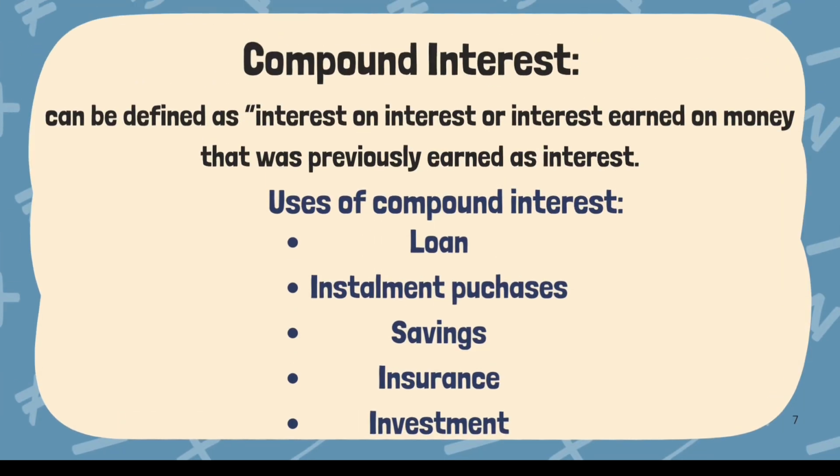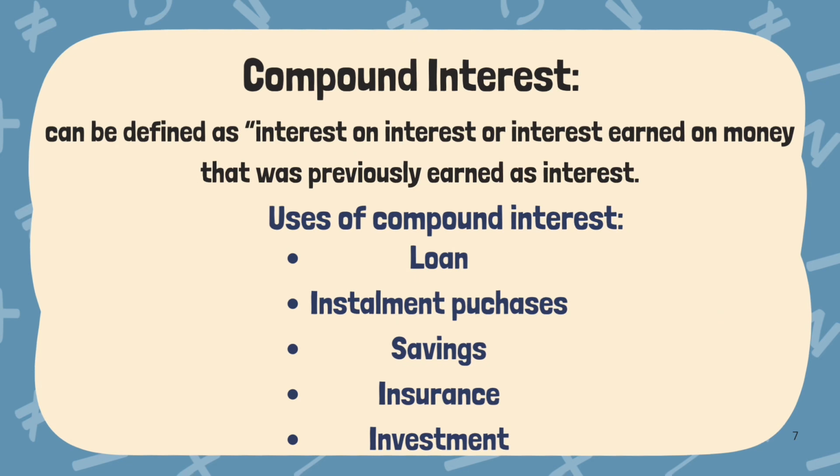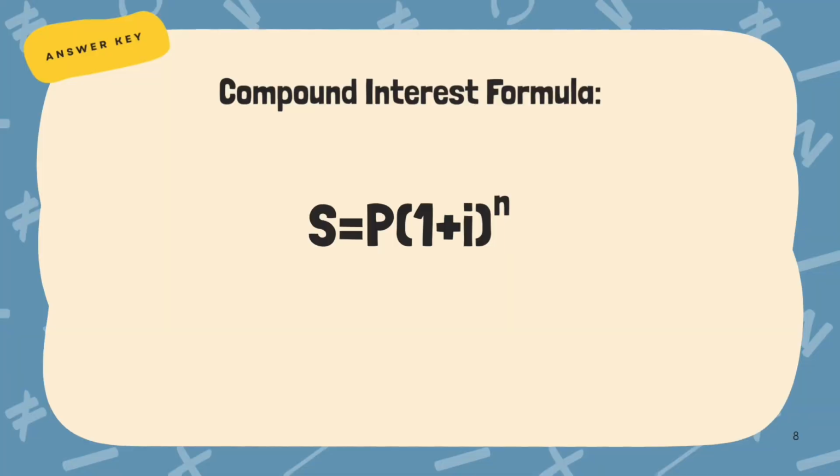Hi, I am Denner Ain. I'm going to explain what compound interest is. Compound interest can be defined as interest on interest, or interest on earned money that was previously earned as interest. The uses of compound interest are loans, installment purchases, saving, insurance, and investment. The compound interest formula is S equals P(1 + i)^n.